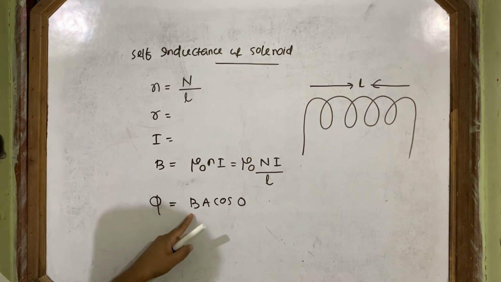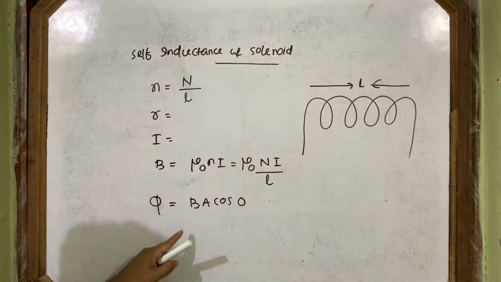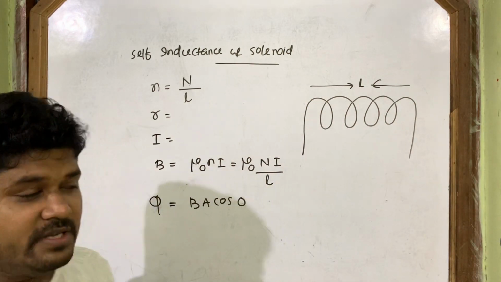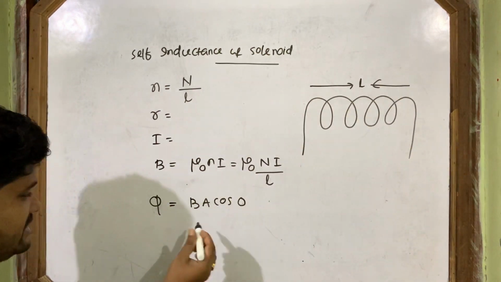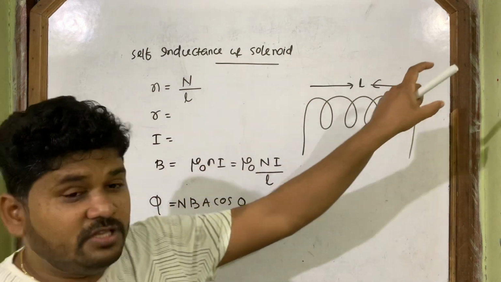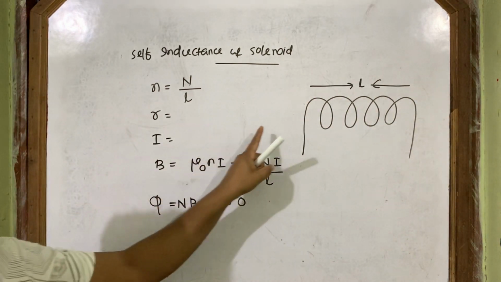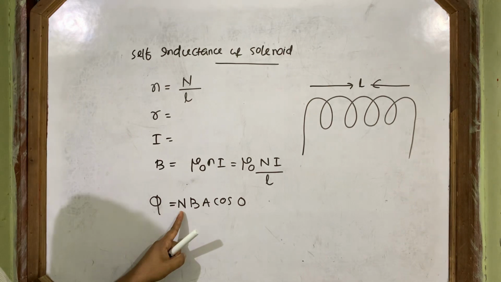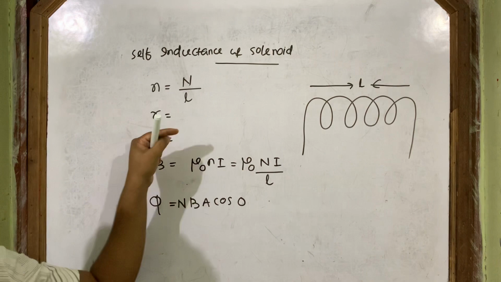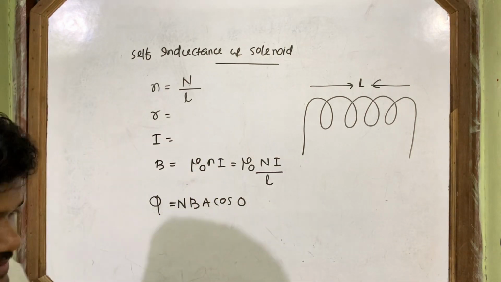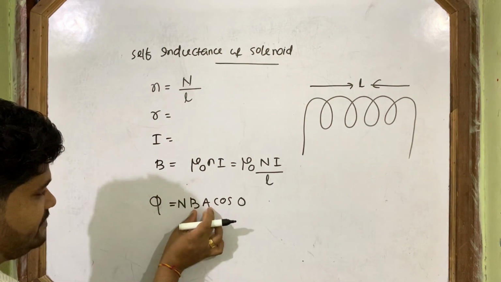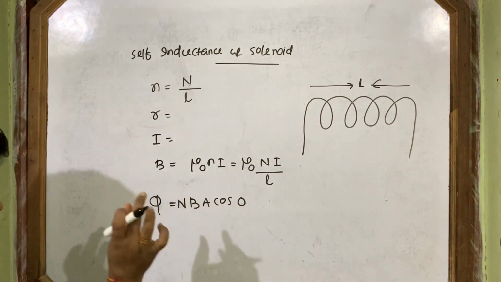But this is the flux linked with only one coil, and there are many turns. If for the whole coil I add the flux linkage, I have to multiply by N here. What is the flux linked with the coil? With the coil, the total number of turns matters: total number of turns into B A cos 0. I have told you earlier, the magnetic field and the area vector are both in the same direction, perpendicular to the area of cross section. So total number of turns into B A. BA is the flux linked with each coil and N is the total number of turns.